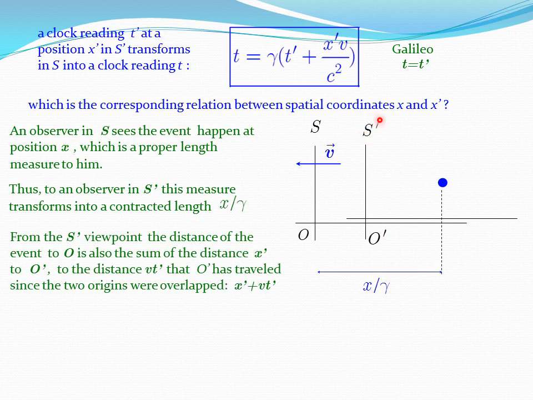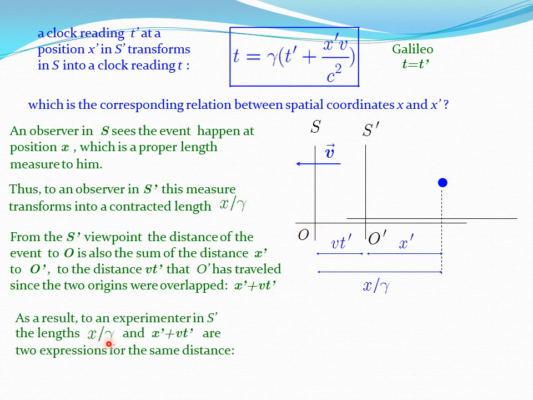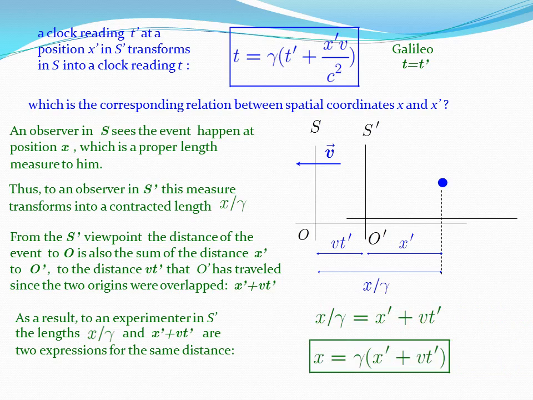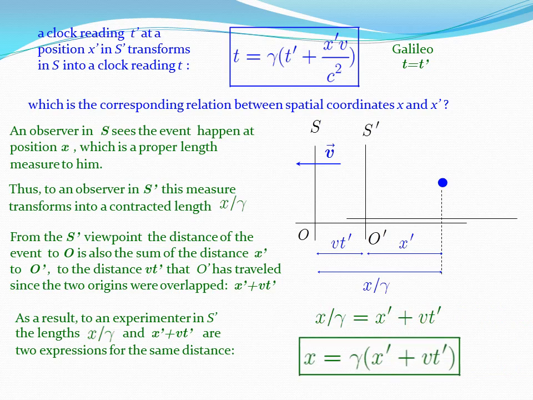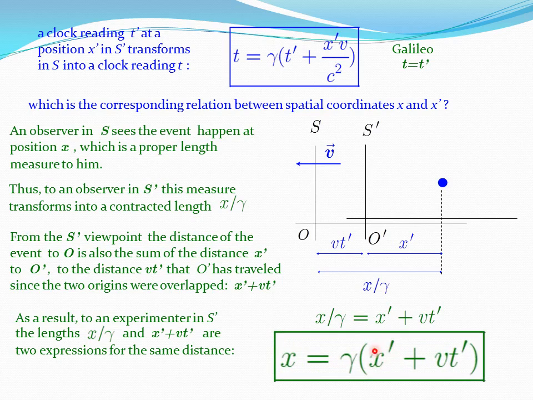But from the viewpoint of the observer in S', this distance x over gamma can be seen as the sum of the distance x' between the position of the event and the origin O' and the distance vt' that O' has traveled since the instant when the two origins overlapped. Thus we have that x over gamma and x' plus vt' to the experimenter in S' are two expressions for the same distance, namely x over gamma equals x' plus vt'. And if we solve with respect to x and we factor out gamma, we get the transformation from the spatial coordinate x' in S' into the spatial coordinate x.